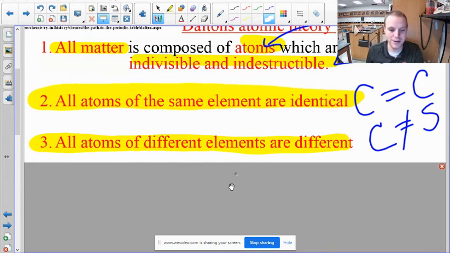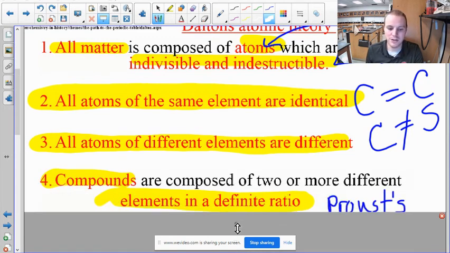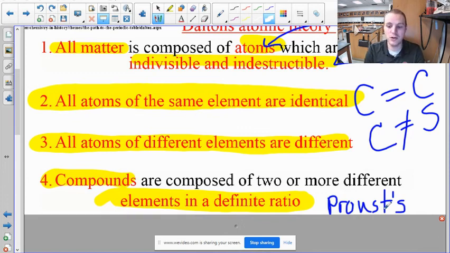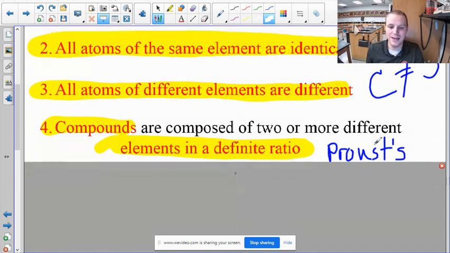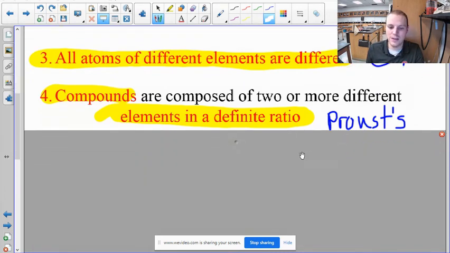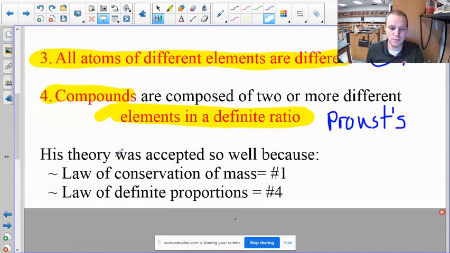All right, straightforward. And the last rule should sound a little familiar too. Compounds are composed of 2 or more different elements in a definite ratio. It's like, okay, isn't that what Proust already said, though? Remember the H2O guy who's comparing the waters? And like, all right, all water is 2 H's, 1 O. Yep, that's right. And so Dalton's atomic theory is pretty readily accepted because part 1 and part 4 were based on views that people already believed in. And you don't have to write this little chunk down right here. That's kind of why it got a lot of momentum pretty easily.